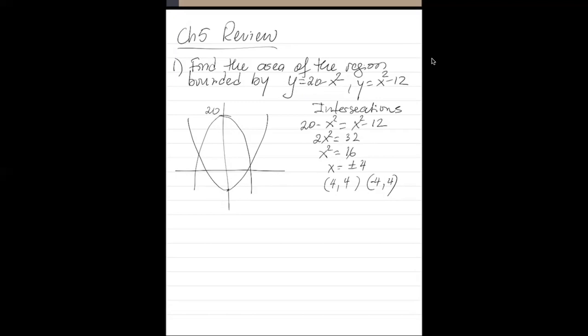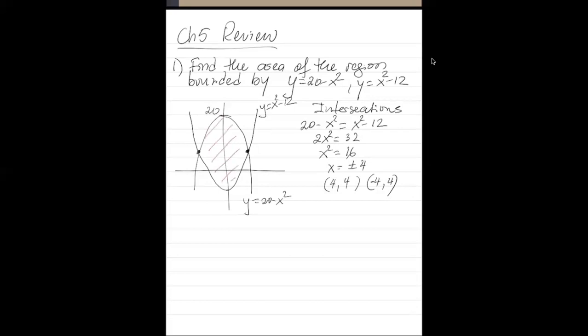Well, let me redraw this again. So they intersect at points somewhere here and here. So we have something like this. So this is the graph of y equals x squared minus 12, and the other one is y equals 20 minus x squared. Now, the region between them is this.